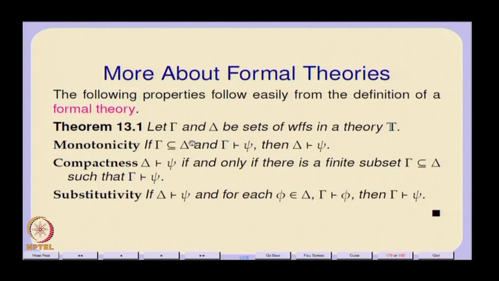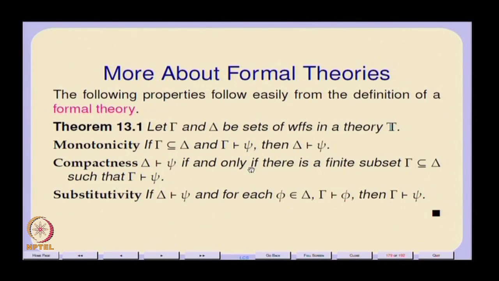In general in a formal theory, we expect that the theory is monotonic on the set of assumptions. So if gamma is a subset of delta, both sets of assumptions, then whatever gamma can prove is also provable from delta, because I need to use only whatever assumptions are there in gamma and they are all there in delta. And then compactness: this is not really a compactness theorem, but because of its connection with the compactness theorem that we have already proved, I am calling it compactness.